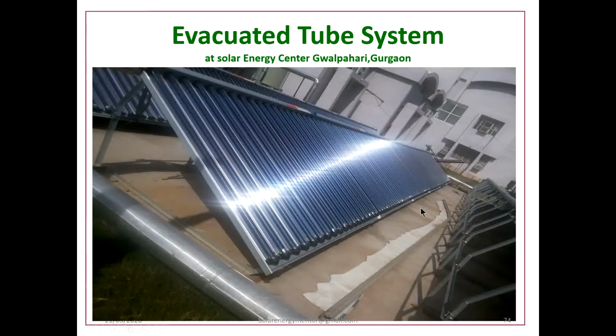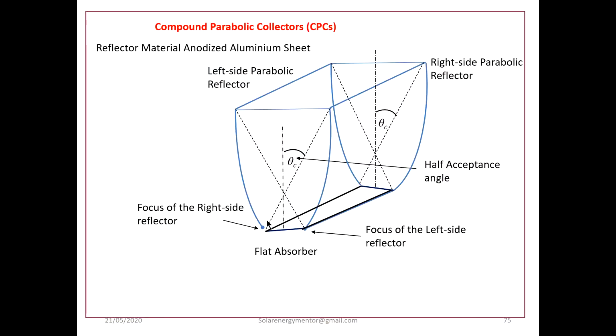Now, as we discussed before, these are the evacuated tubes which are using heat pipes. So these evacuated tube heat pipe systems are installed at Solar Energy Center, Gwalpahari, Gurgaon. The temperature attained is of the order of say 110-120 degrees Celsius, and this hot water is used to drive a vapor absorption refrigeration system used for air conditioning of the building here. So this is one practical installation of heat pipe based evacuated tube system installed at Delhi. So this is about the evacuated tube system.